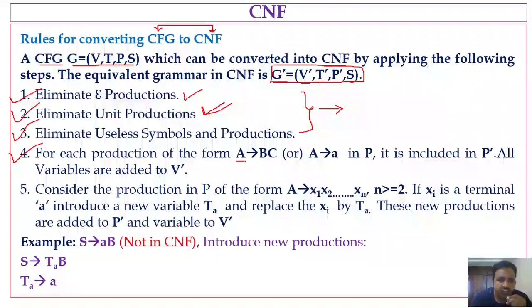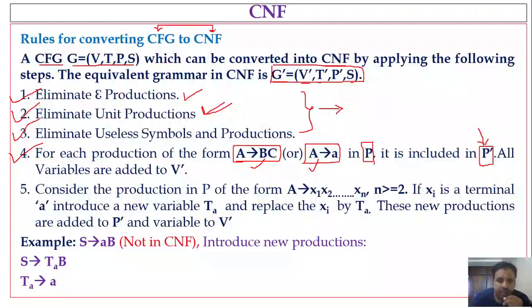After simplifying, let us move towards the fourth rule. For each production of the form A denotes BC or A denotes a, consider that we have these types of productions in the given grammar P. Since these two forms are already in CNF, we can directly add such production rules to P'. P is the set of production rules in the given CFG, and P' is the set of production rules in the resultant CFG. After bringing the grammar into CNF, the resultant production set is called P'.